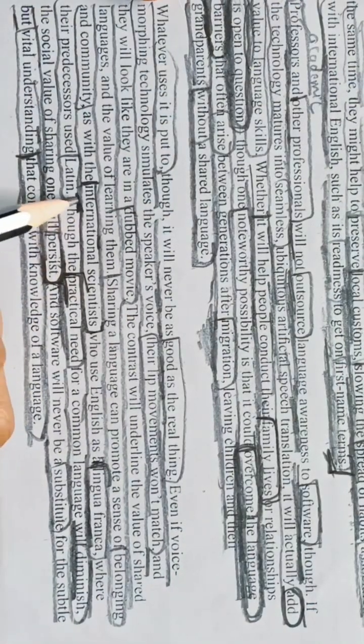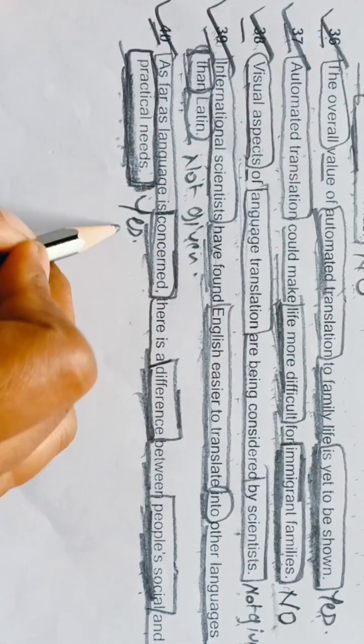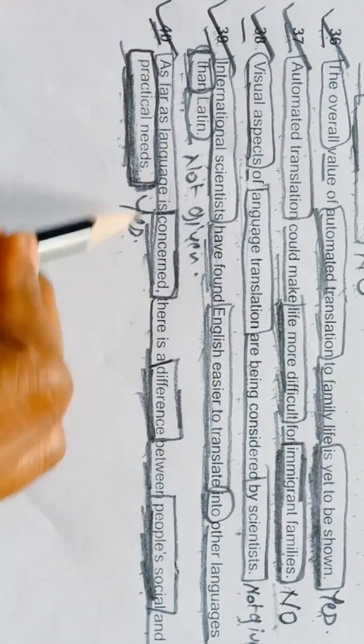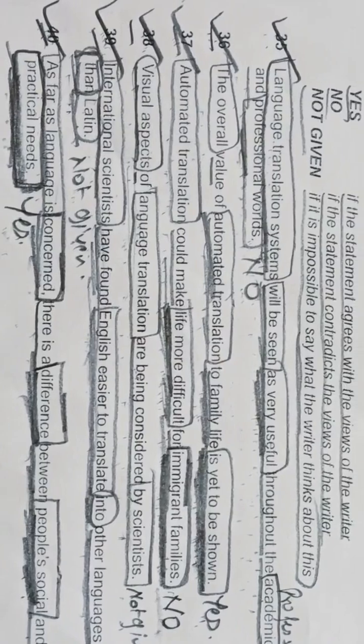So we are getting our answer from here to here. I hope you understood this. So both the statements are agreeing with each other. So that's why we will write yes in front of 40 in our answer sheet. I hope you understood this.